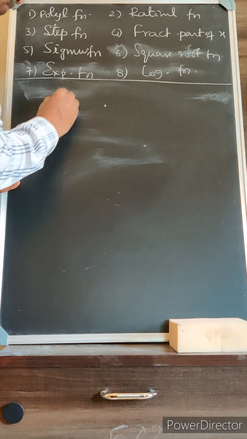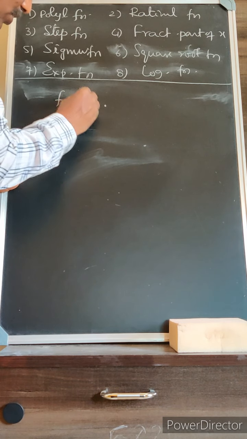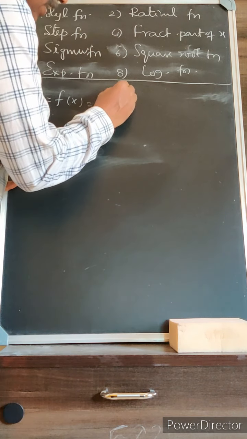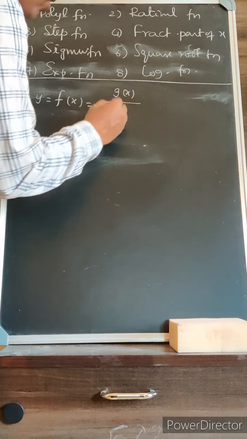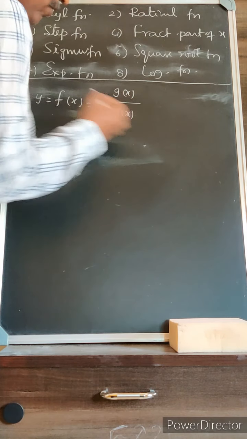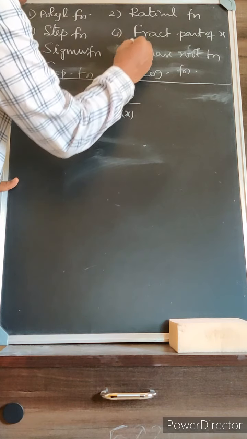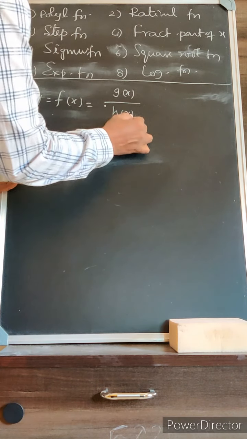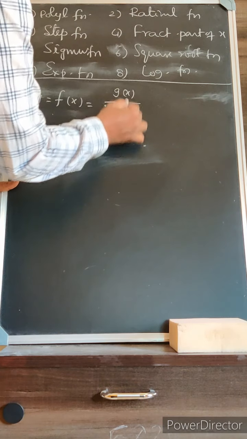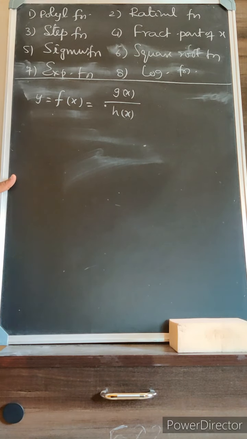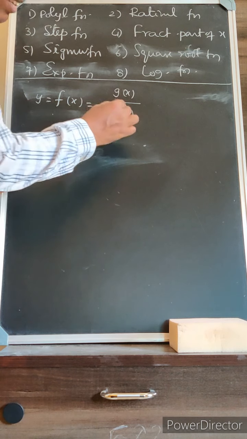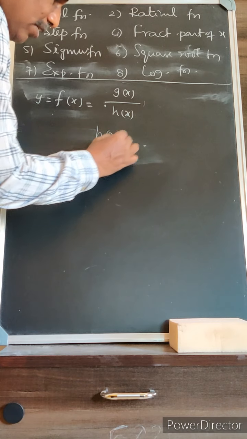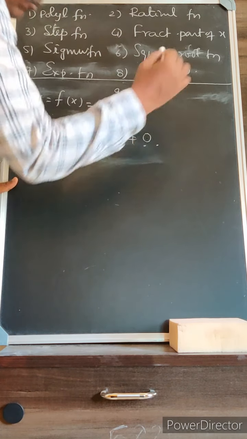Next is the rational function. A function y equal to f of x is called a rational function if it is of the form g of x by h of x. So a rational function is the ratio of two polynomials. g of x and h of x are two polynomials, and the ratio of these two polynomials is a rational function. While finding the domain of this rational function, the denominator should not be equal to 0.